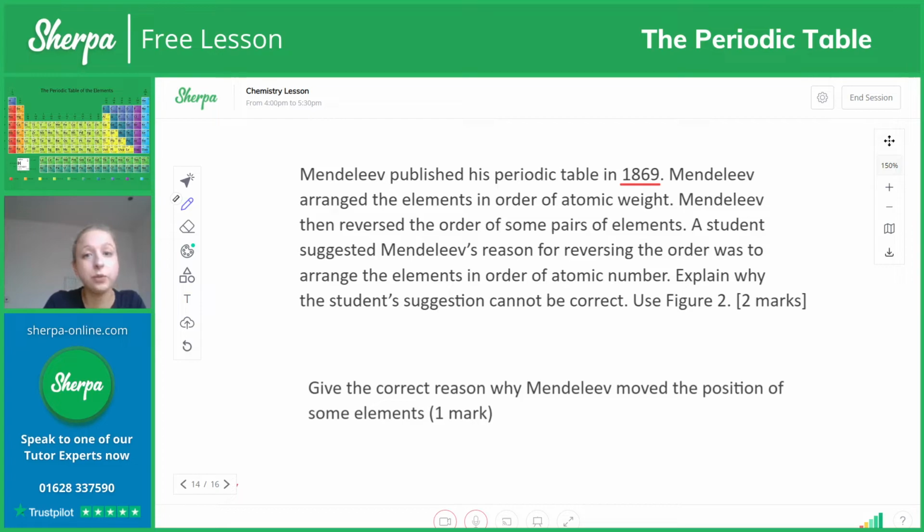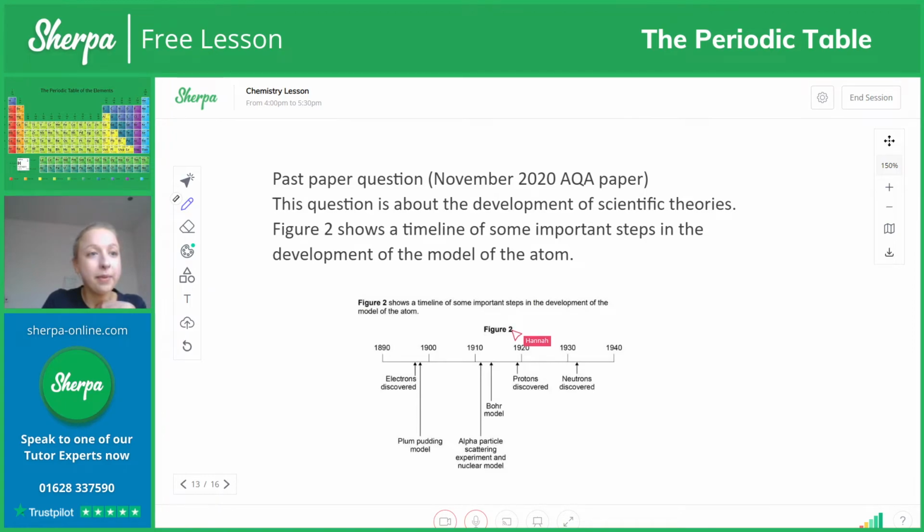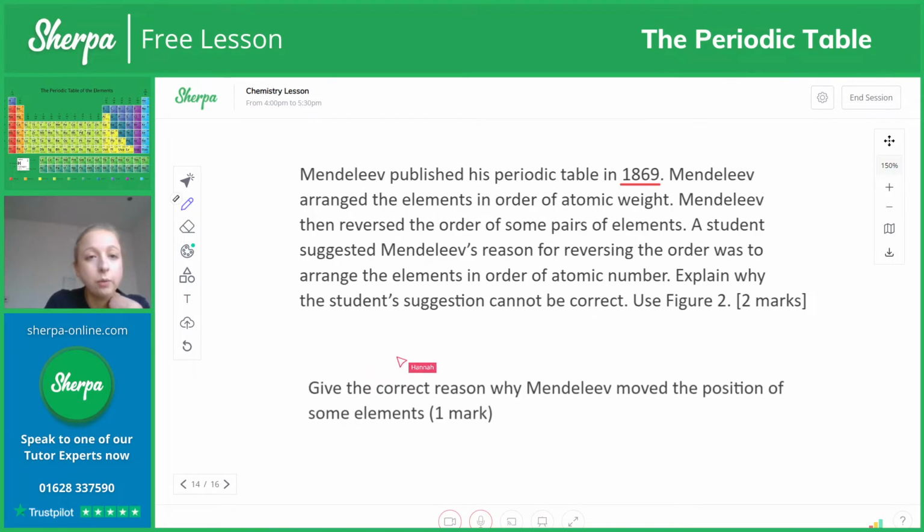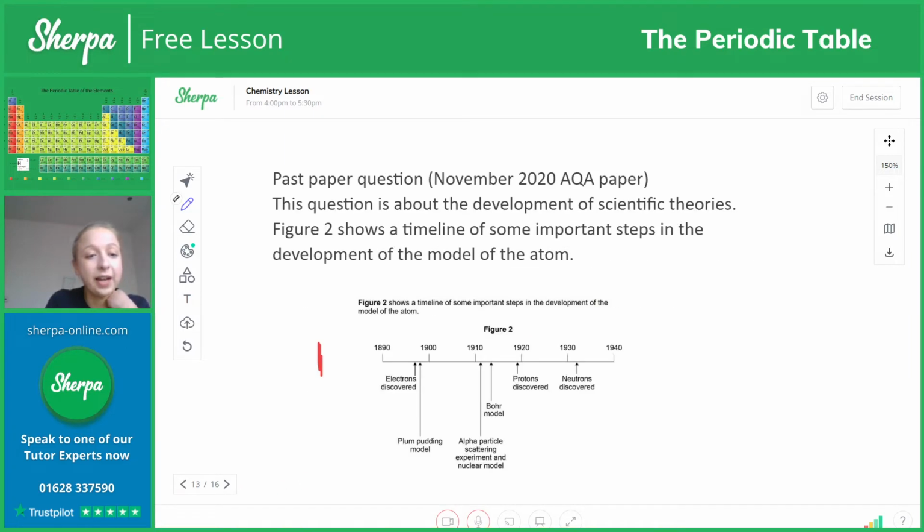So what I did was I went straight back to figure 2. We're using figure 2. But remember that date, 1869. 1869 is way back before this timeline even begins. As you can see here, electrons and protons weren't even discovered in Mendeleev's time. So what this student is basically saying is Mendeleev reversed some of the elements because of their atomic number. Now, as you remember, atomic number is the number of protons, which is the same as the number of electrons.